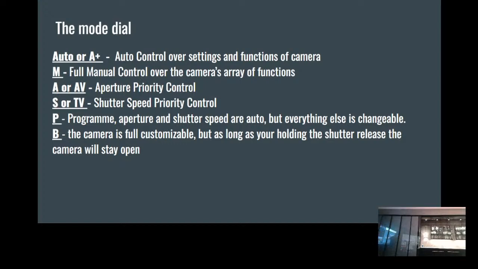Program, or P, is where aperture and shutter speeds are automatic. However, everything else is changeable. Once you've mastered the auto control and you feel very comfortable with what the camera is doing for you, program auto is the same thing.